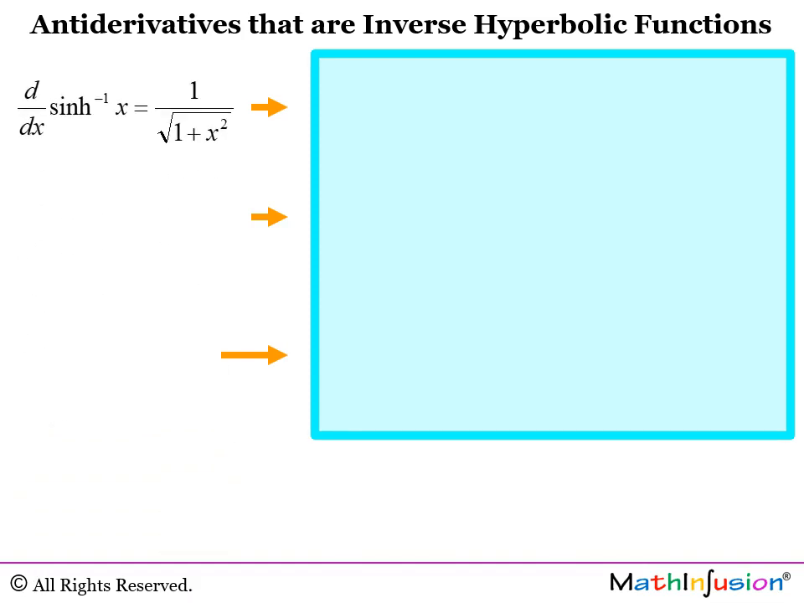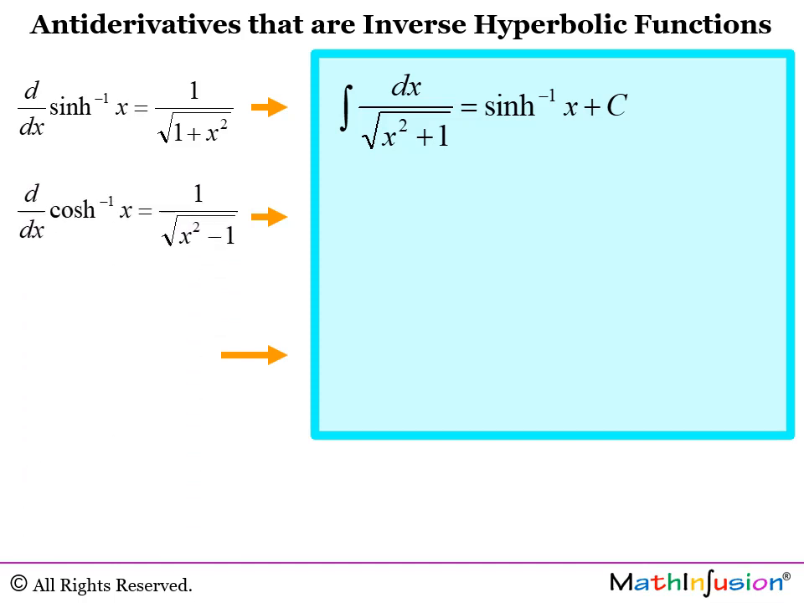The derivative of the inverse sine hyperbolic x is 1 over square root of 1 plus x to the power of 2. This implies that the integral of dx over the square root of x to the power of 2 plus 1 equals the inverse sine hyperbolic x plus c. From this, we get the following integral. The integral of dx over the square root of x to the power of 2 minus 1 is the inverse cosine hyperbolic x plus c, but this is true only when x is more than 1.